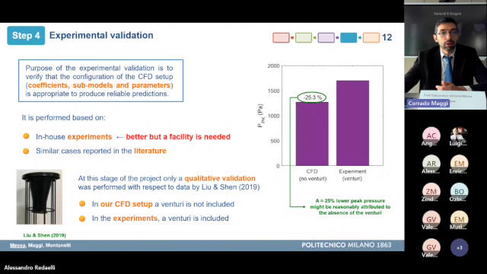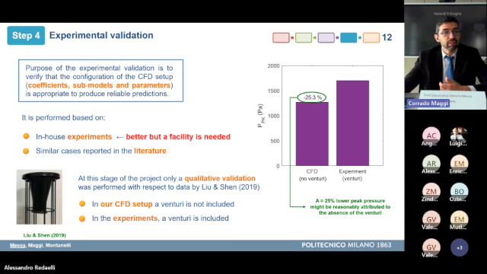Another possible way to go, if one does not have experimental data available, is to refer to cases reported in the literature referred to similar scenarios. This is basically what we did because in the first stage of the research project, we didn't have in-house experimental data. So we decided to reproduce numerically a test case reported in the literature, which was quite similar to the one of interest to us, but with an important difference, because in the experiments reported in the literature, a Venturi was installed at the entrance of the bag.